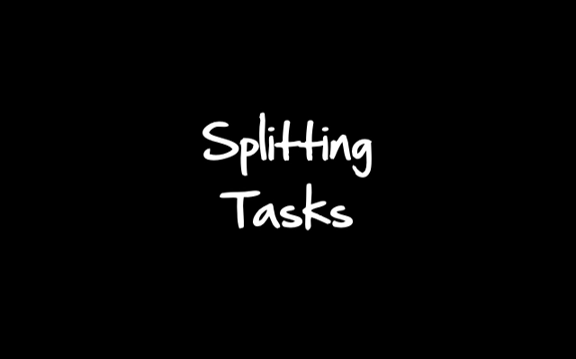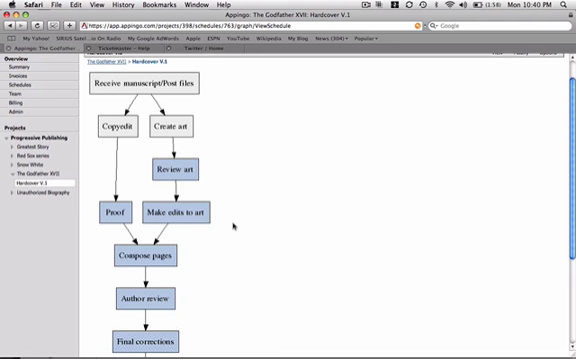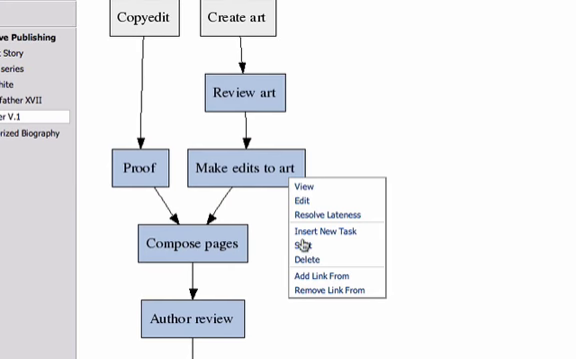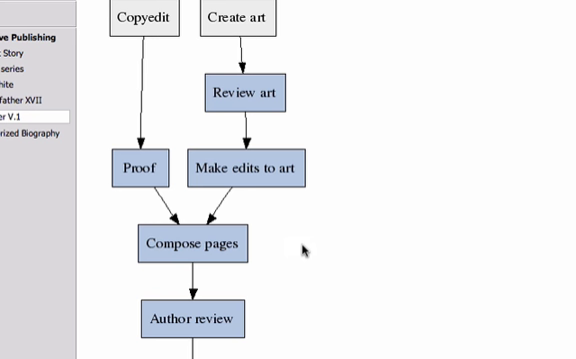Splitting tasks. Splitting tasks is another way to adjust your schedule during the middle of a production. When I split a task, I'm telling the system to create a new task that will happen at the same time as an already existing task. The best way to show this is from the graph view of the schedule. So to split a task, you'll simply right-click on a task and select Split.